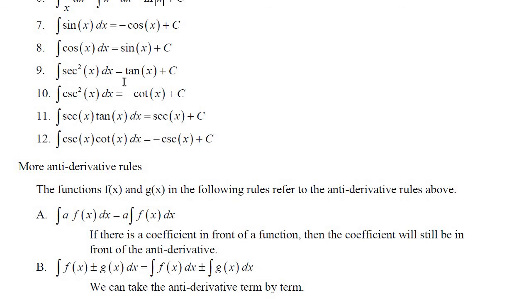Now, if we have two or more of these functions that are either added or subtracted together, and we have to take an antiderivative, then we do the antiderivative term by term. And again, we kind of saw the same thing with derivatives. We can take the derivative term by term. We can take the antiderivative term by term.